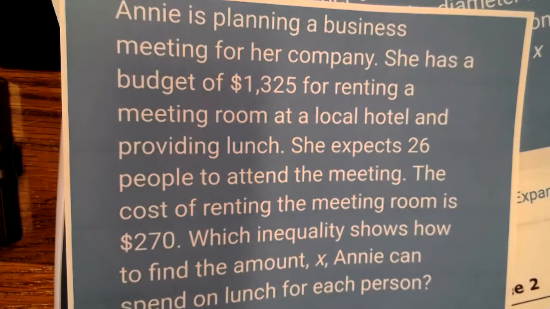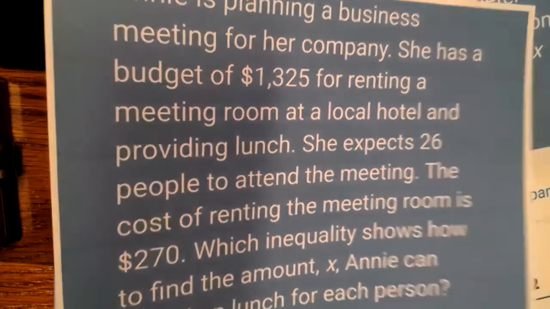Annie is planning a business meeting for her company. She has a budget of $1,325 for renting a meeting room at a local hotel and providing lunch. She expects 26 people to attend the meeting. The cost of renting the meeting room is $270. Which inequality shows how to find the amount X Annie can spend on lunch for each person?